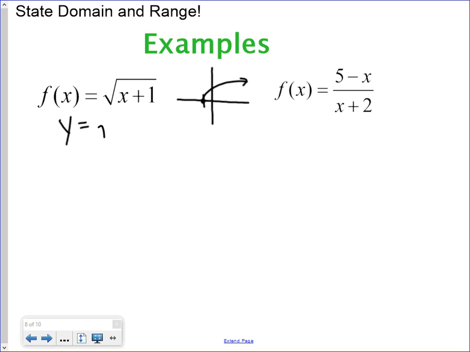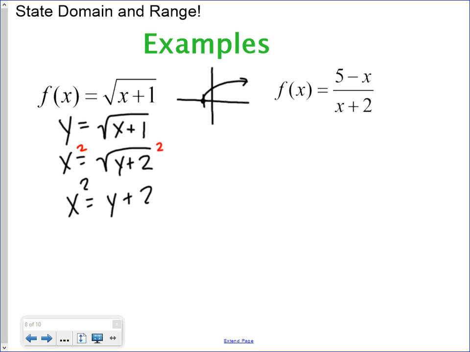Replace f of x with y. Switch x and y. Solve. Square both sides. You're going to get something like x squared equals y plus 2, and then subtract 2 from both sides.